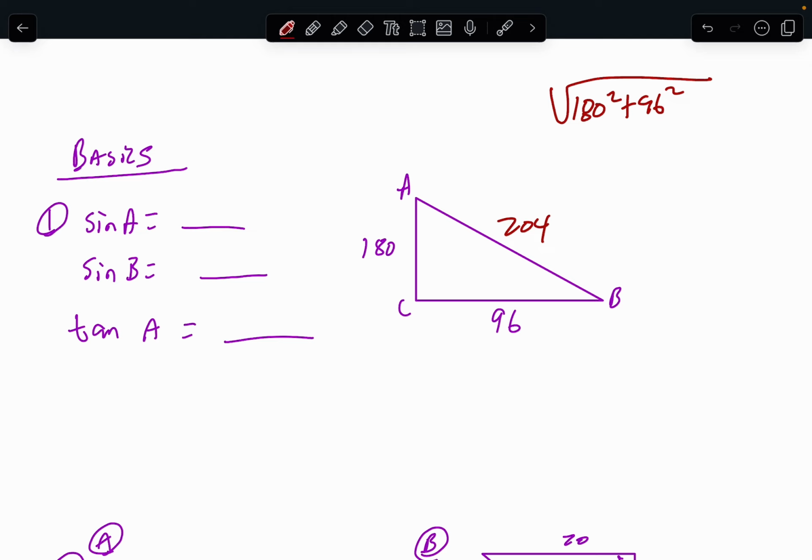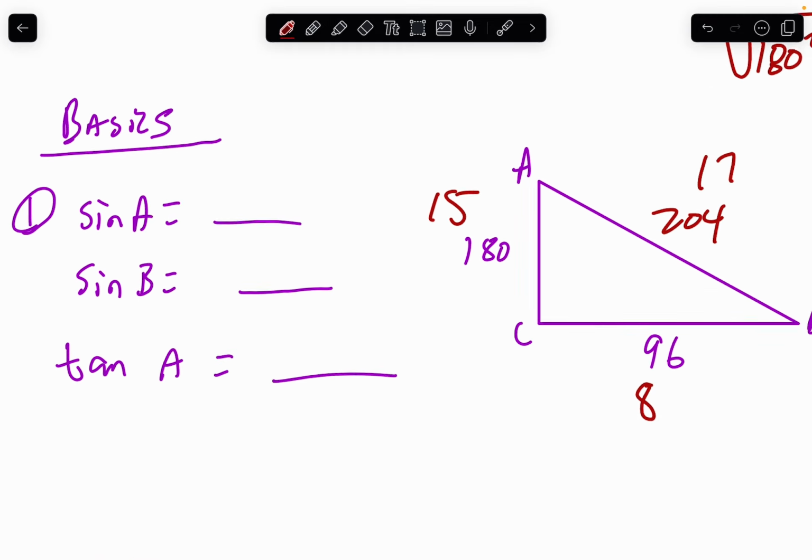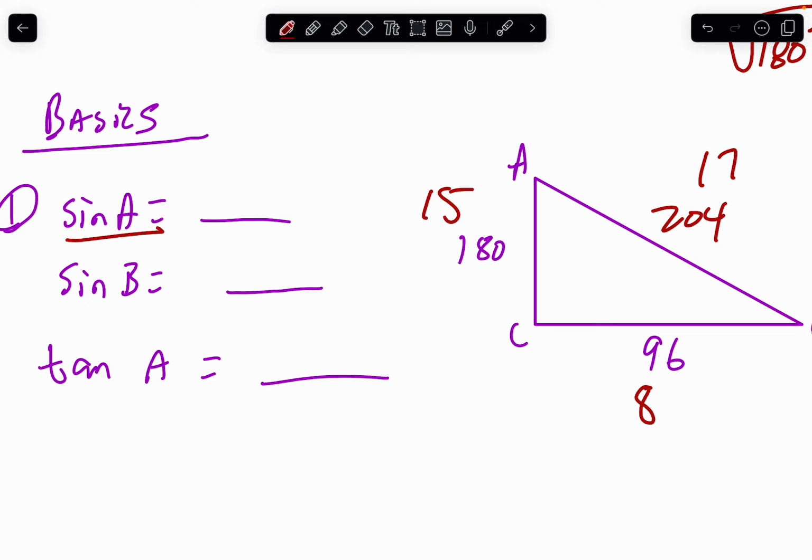One way you can figure out what triple that was, in my calculator, I'm going to do 96 over 204 and see what that reduces to. And this reduces to 8 over 17. So this was an 8, 15, 17 triple. So I want the sine of angle A. I did not ask for angle A. I said, what is the sine of angle A?